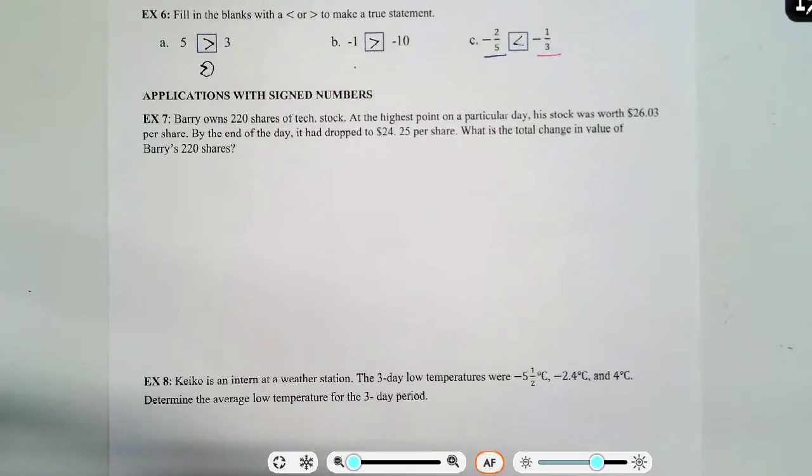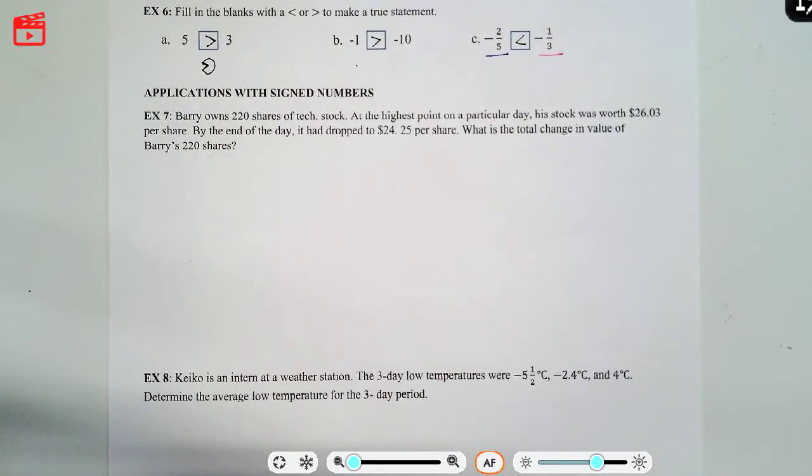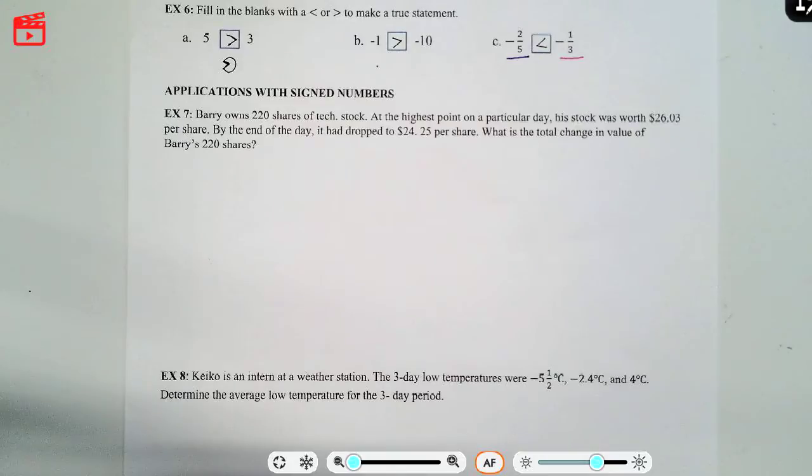Last page. So Barry owns 220 shares of tech stock. At the highest point on a particular day, his stock was worth $26.03 per share. By the end of the day, it had dropped to $24.25 per share. What is the total change in value of Barry's 220 shares?